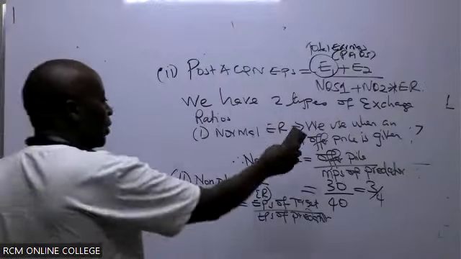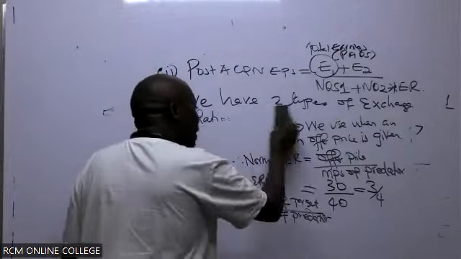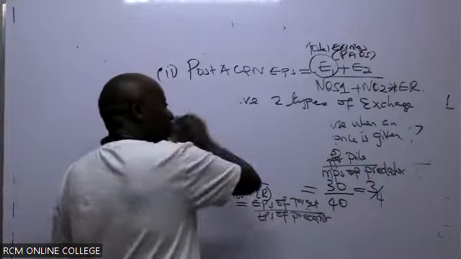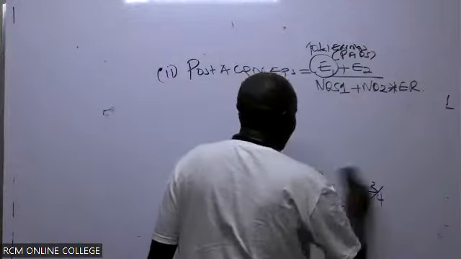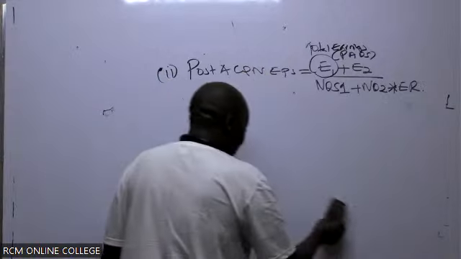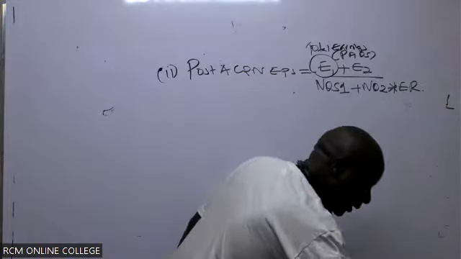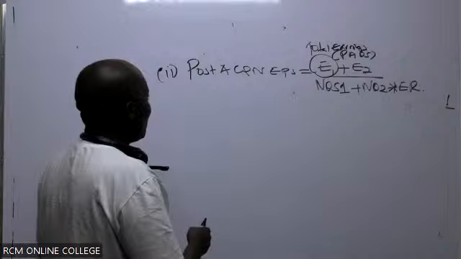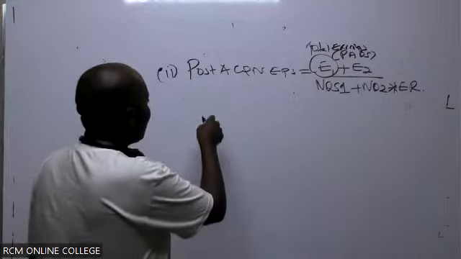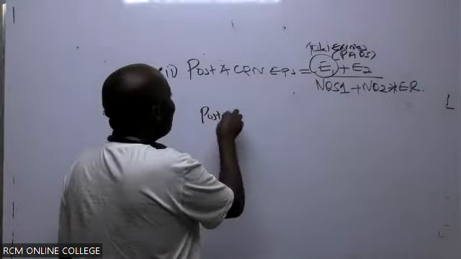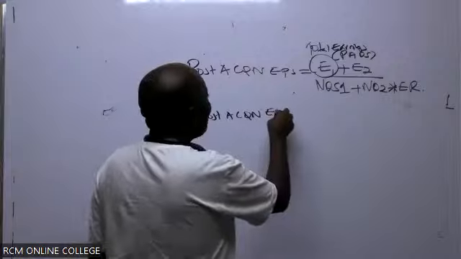So in this particular question, the offer price was given. Therefore, we had to calculate this normal exchange ratio, which is 3/4. Now, please listen. Come along with me. Let's walk this journey together here. So we're looking at post-acquisition EPS.